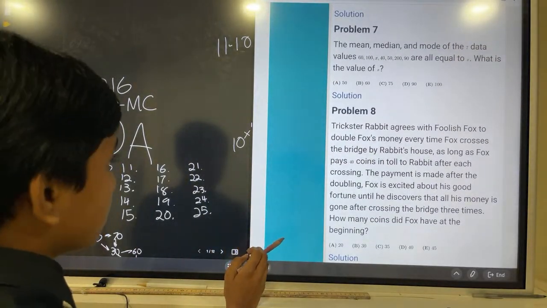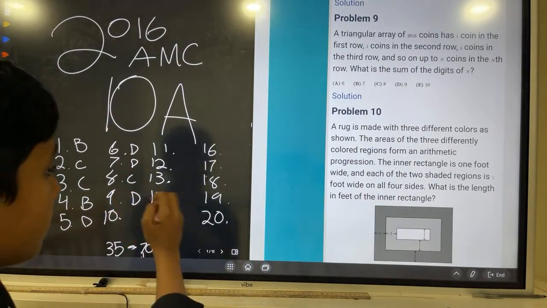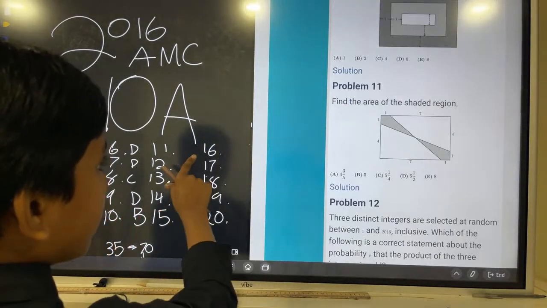7. Okay. So 9 should be D. I don't know why I answered C over there. And 10 should be B. Okay. 11. Find the area of the shaded region.